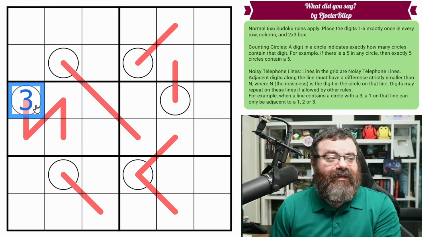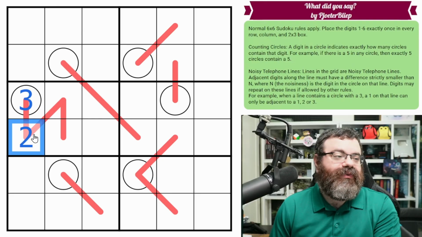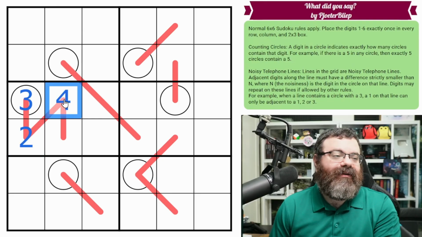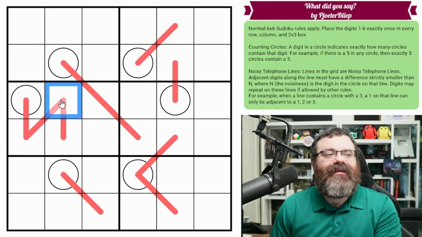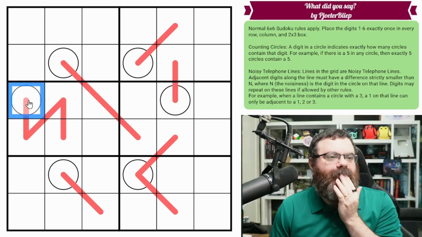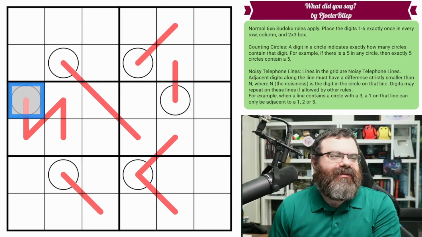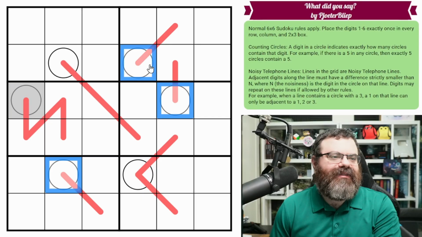If this was a 3, then I could go down to 2 and then go up to 4, and that would be okay. So yeah, this actually isn't all that restrictive now that I think about it. It's just not a 1. Okay, so how many circles aren't a 1? This circle's not a 1. Let's just gray it. This circle's not a 1. This circle's not a 1. And this circle's not a 1.